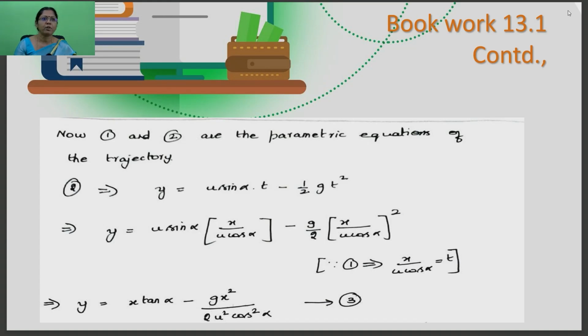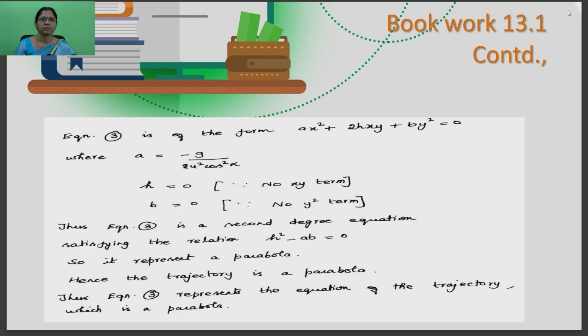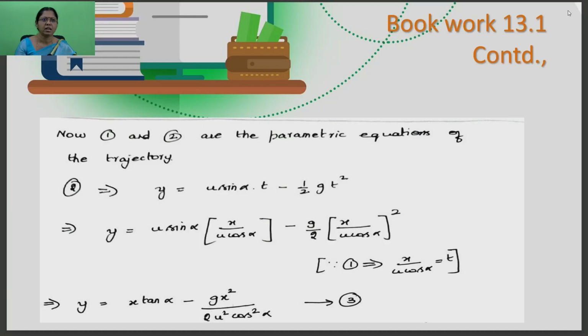Finally you happen to get y is x tan alpha minus gx squared by 2u squared into cos squared alpha. Okay, that is equation 3. That is the equation of the trajectory. In the sense, y is x tan alpha minus gx squared by 2u squared cos squared alpha is the equation of the trajectory. And let us arrive at the conclusion by seeing this. How can we say it is a parabola? That is the next argument.